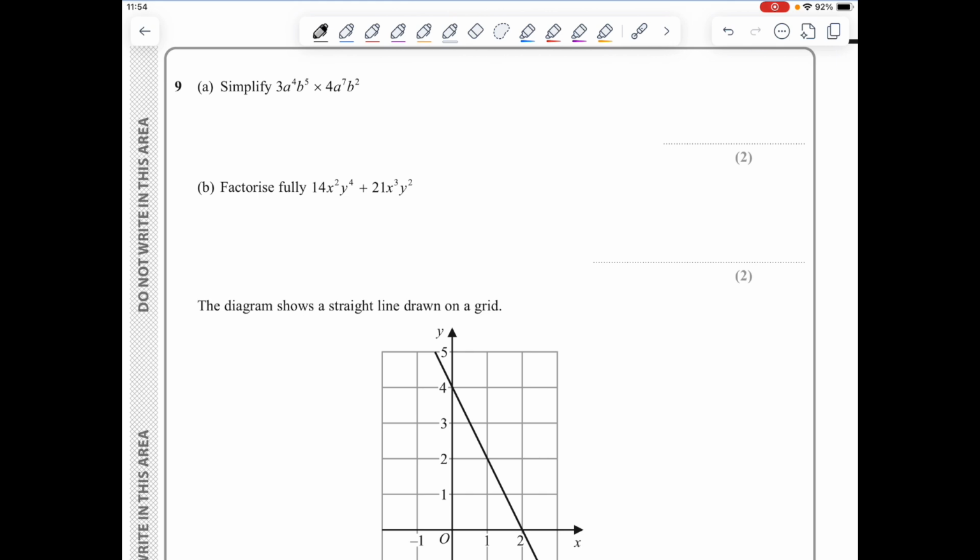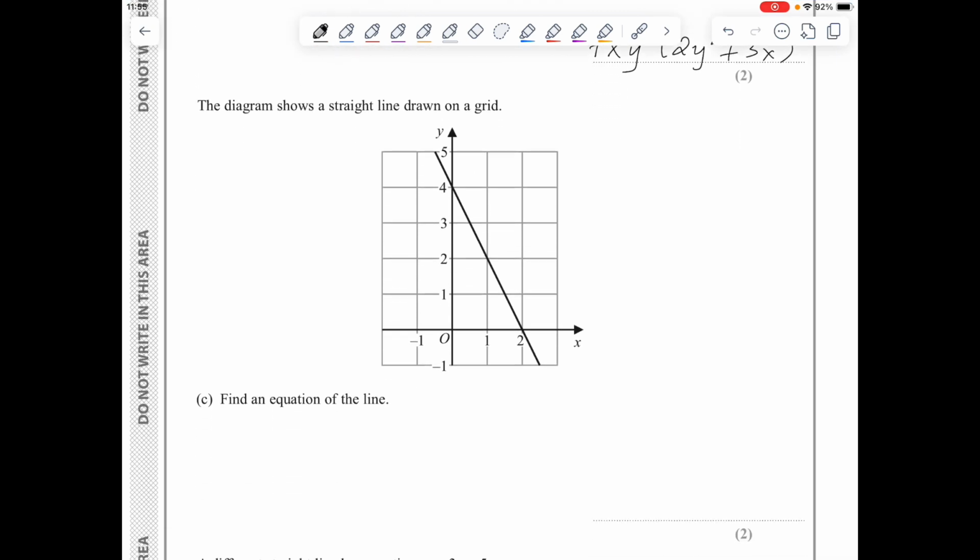For 9a, 3 times 4 is equal to 12. Then for the a's, add the powers. This will give you a to the 11. The same with b, add the powers, and you'll get b to the power of 7. For part B, common factors are 7x squared and y squared, and then you are left with 2y squared plus 3x.